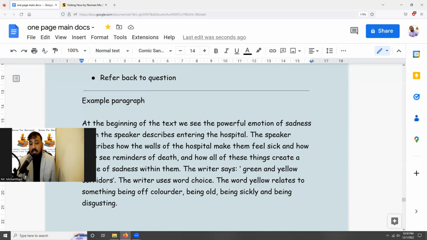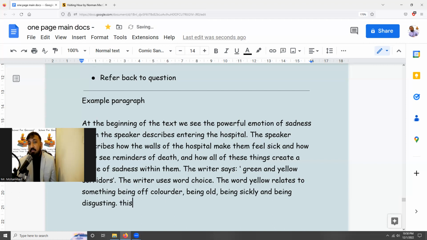And again, don't worry about spelling or any of that stuff, it's not important. I know I spelled colored wrong, it's not important. Remember, this is just practice. What you need to practice is the structure. The structure is the key. Understand the structure and the steps, memorize that. Everything else will come after, okay? The word yellow relates to something being off-colored, being old, being sickly, being disgusting.